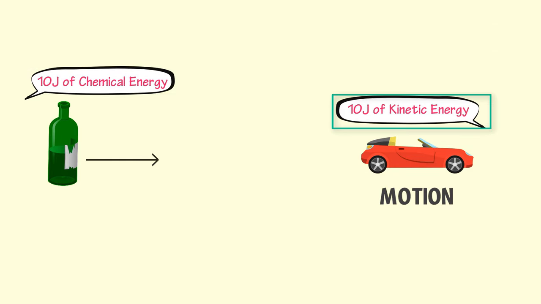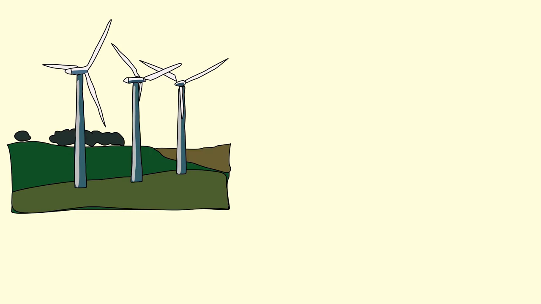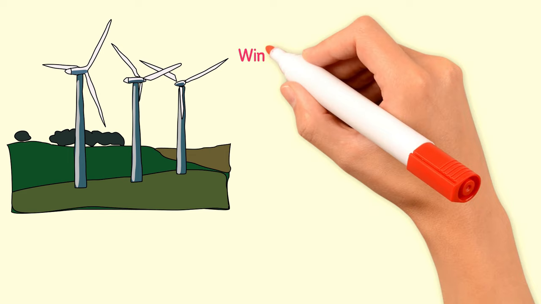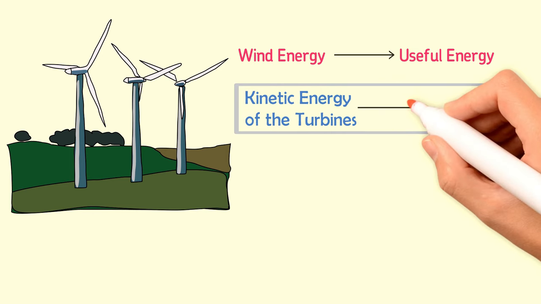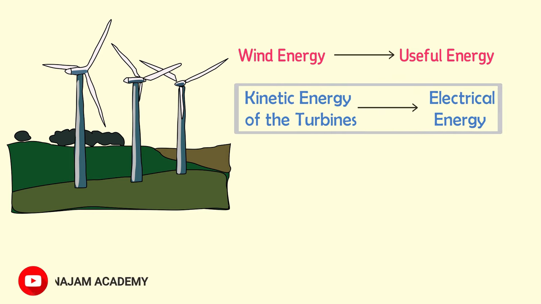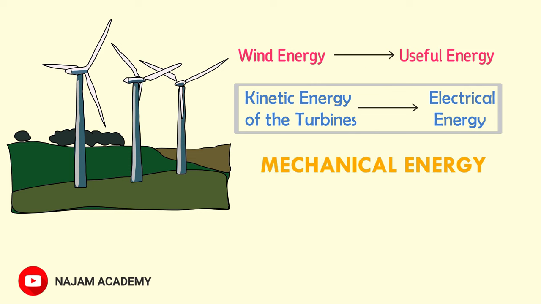Another energy conversion example is wind energy. We use wind turbines in order to convert wind energy into useful energy. I mean, the kinetic energy of the wind is converted into electrical energy or mechanical energy by the wind turbines.